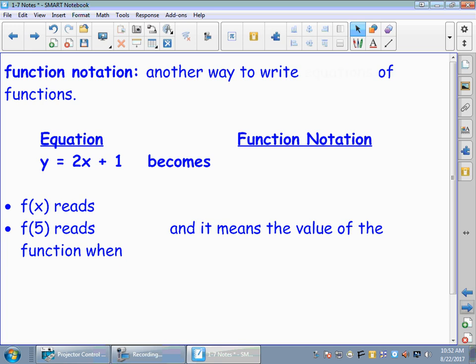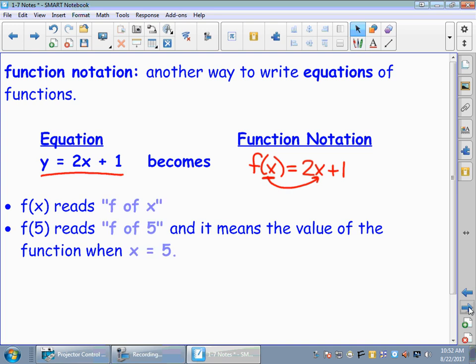Function notation is another way to write equations of functions. And I think I showed this on the first screen, forgetting that you might not have ever seen that. So if I have the equation y equals 2x plus 1, it's just the same thing. It's just instead of saying y, I'm going to say f of x is equal to 2x plus 1. Okay, it's sort of an input-output thing. So what you're saying is, I'm going to plug in an x value into this function. I'm going to place x here, and it's going to give me my output.